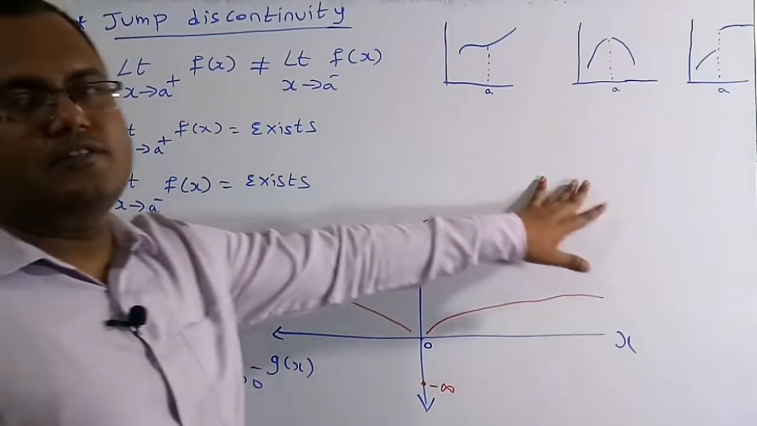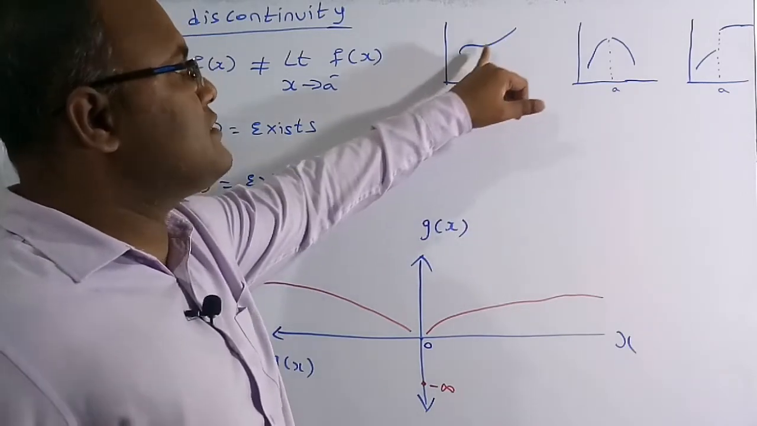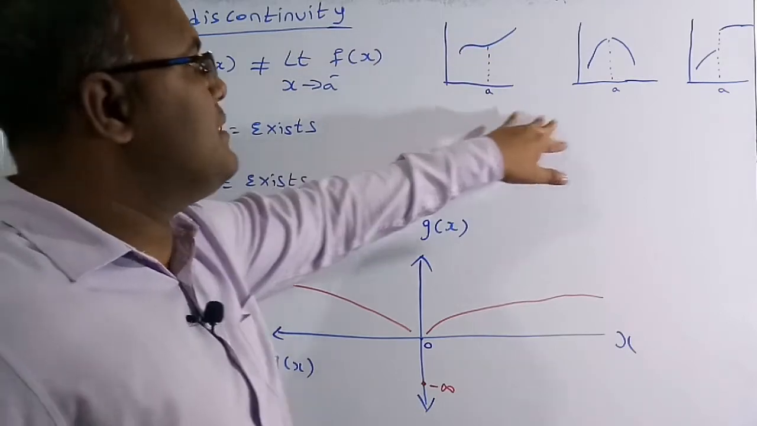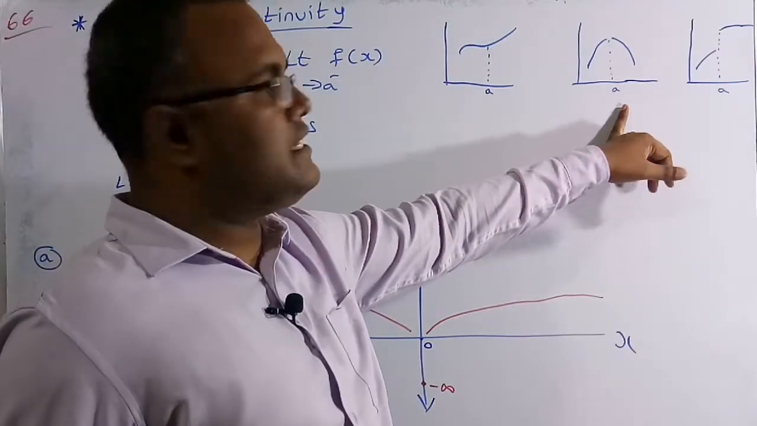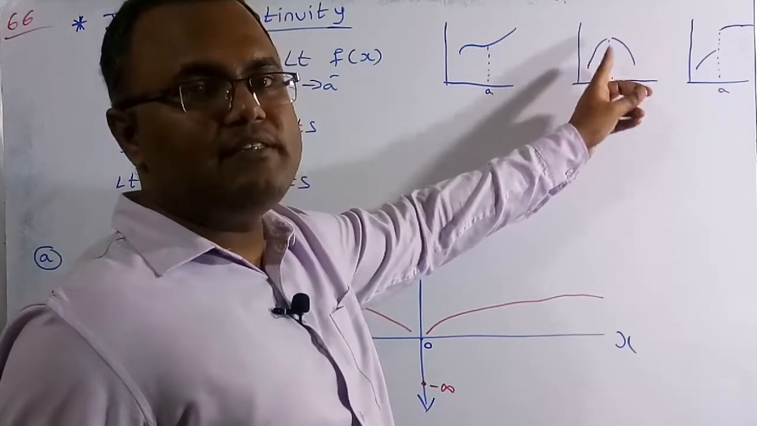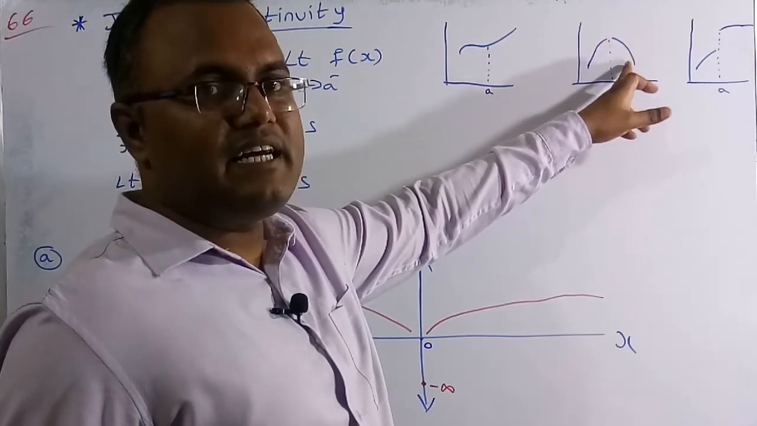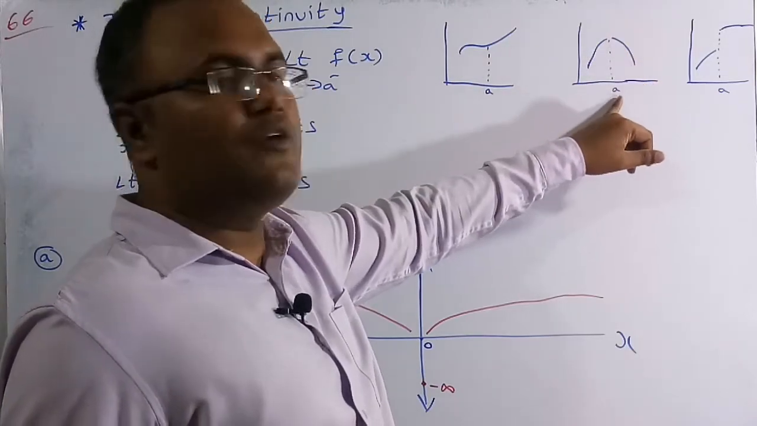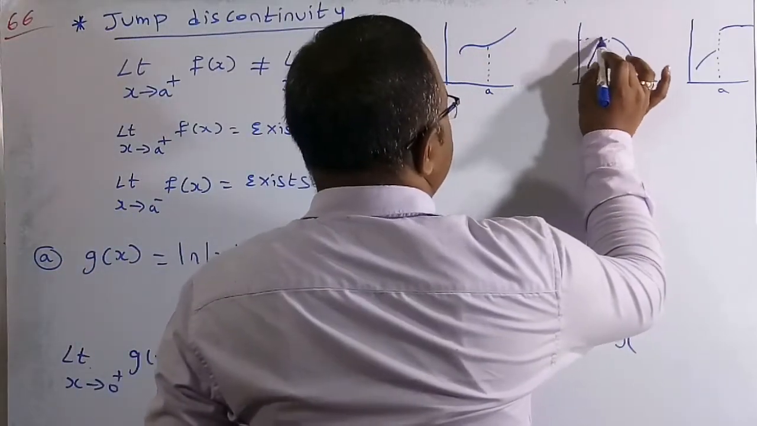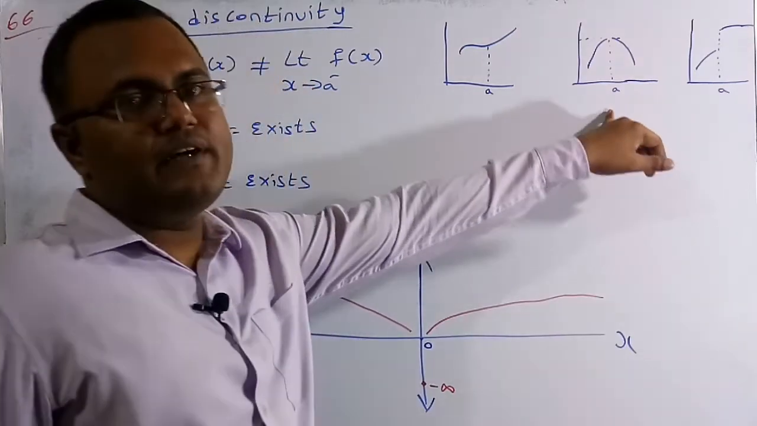Let me tell you a small concept here. These are the three graphs. At point A, the function is continuous, which means the limit is defined at each and every point. But for this graph, you can clearly see the function is discontinuous, but the limit is going to exist at point A. Even though the function is discontinuous, the limit exists at point A, because the right hand limit is equal to the left hand limit. So we can say even if the function is discontinuous, the limit can exist.